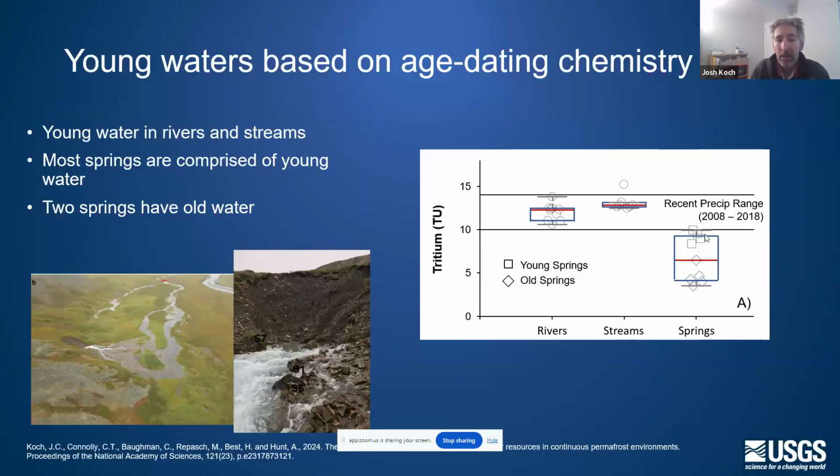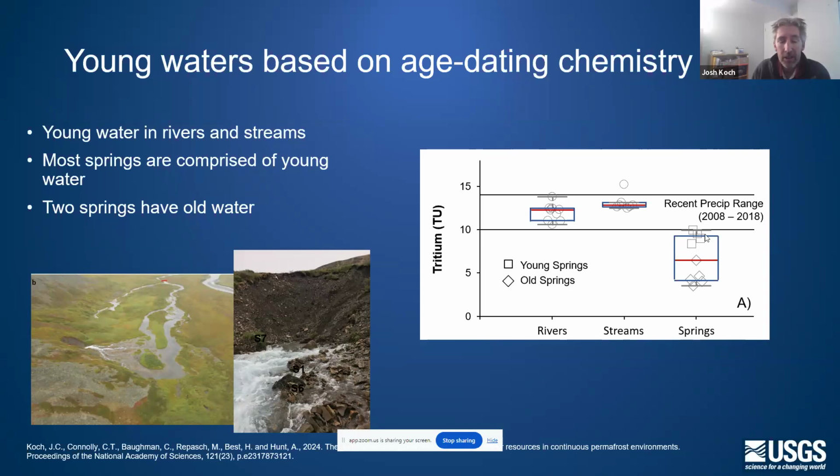So to begin with, from the tritium data alone, it became clear that much of our water was very young, in that it had expected concentrations of modern water tritium. So here showing box plots of tritium in our rivers and our streams and our springs. Both the rivers and streams fall well within the expected modeled range of recent precipitation in the region.